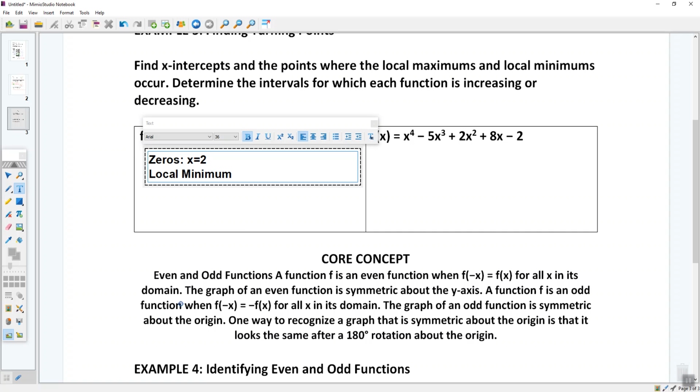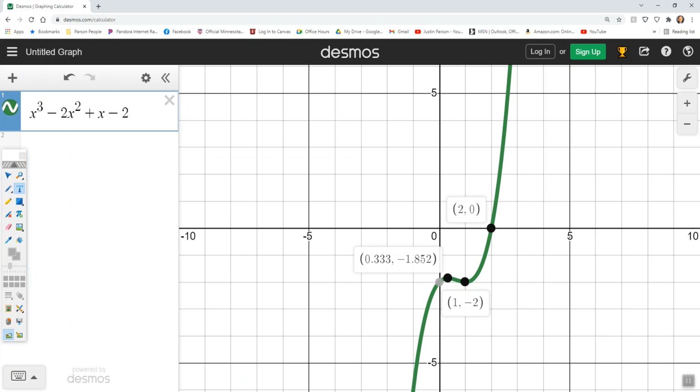Let's go back to our graph and look at the local minimum. So a local minimum, is that a peak or a valley? What's that point? 1, -2. Okay, so I would say that local minimum is at 1, -2, so the value of that local minimum is -2.